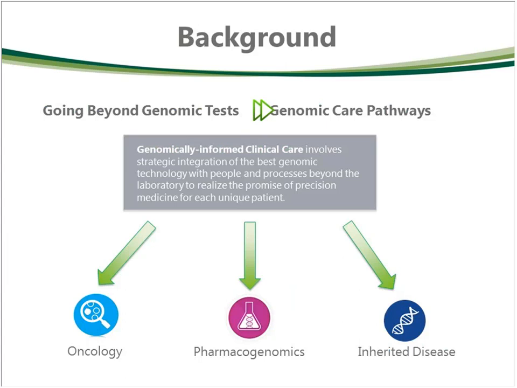We made the decision also, as a philosophy, to really push ourselves to go beyond just developing the genomic test, and really think about developing genomic care pathways. The way I think about developing a genomic care pathway is that it involves strategic integration of the best genomic technology with the people and processes beyond the laboratory to realize the promise of precision medicine for each unique patient. And so it is in our business plan to develop a care pathway to service oncology, pharmacogenomics, and inherited disease.